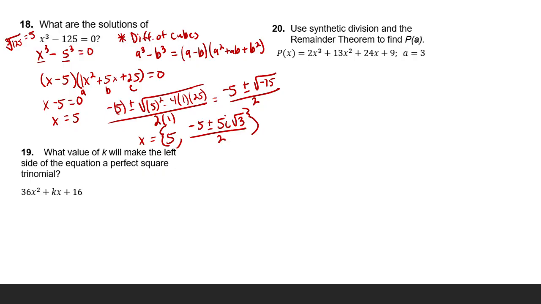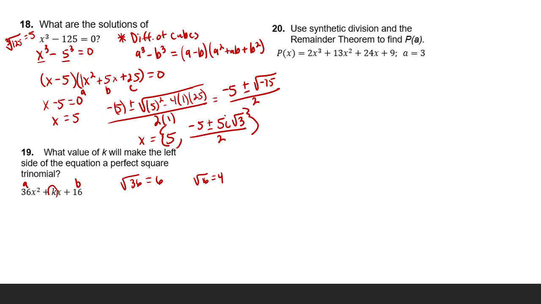Okay, so for that center there, we want 2 times your A times your B. So we have to think about what this is. We're going to call this piece A and this piece B for a moment. If we're going to multiply those together, we want to take the square root of each of these things right here. So the square root of 36 is 6, and we just want the positive one. And then the square root of 16 is 4.